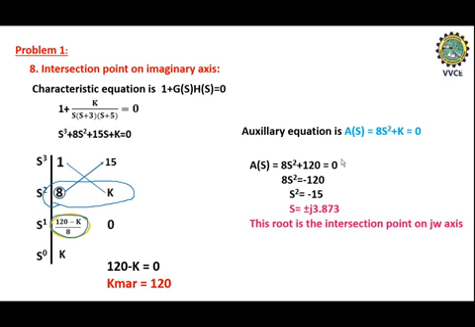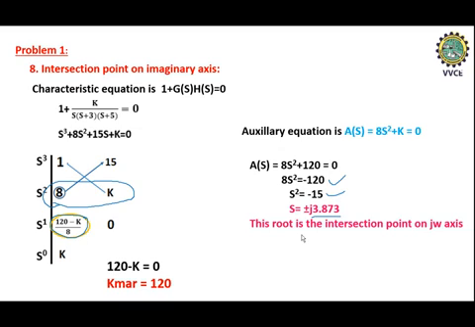Now we need to find out the roots for this auxiliary equation. 8s square equal to 120 minus 120, s square will be equal to minus 15, s will be equal to square root of minus 15. So it will become plus or minus j 3.873. So these are the points on the imaginary axis that we obtained on the j omega axis. By making use of this breakaway point and intersection point, we need to plot the root locus.